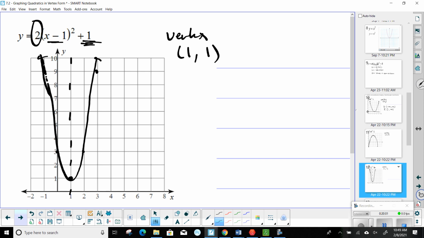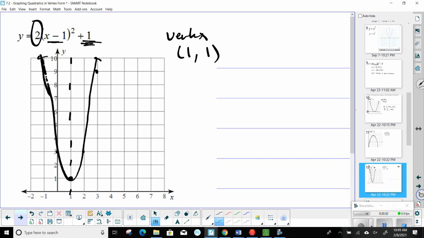Find the vertex first. So look at the adding and subtracting. If you add or subtract on the inside, it moves it right or left. Outside moves it up or down. So identify where the vertex is. And then you look at what the number out in front is, A, to determine whether it's opening up or whether it's opening down, and also whether it's steeper or less steep.